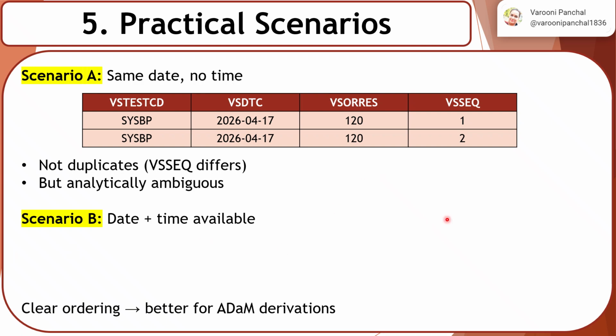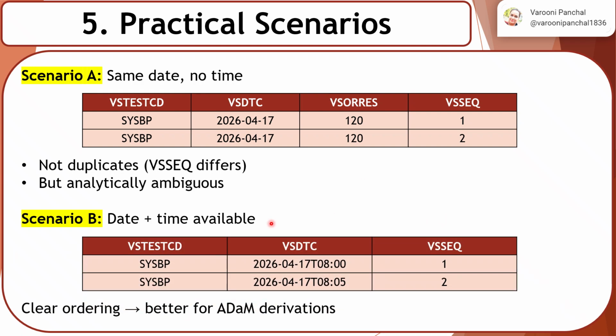Now scenario B is, say for example, the date and time are available. So the test code is systolic BP. Now in VSDTC, the time is available. So the date is the same, but the time is different. So VSSEQ order is 1 and 2, whichever is the earlier time gets 1, and the next time goes to 2. So clear ordering is present, which reflects better for ADaM derivations.